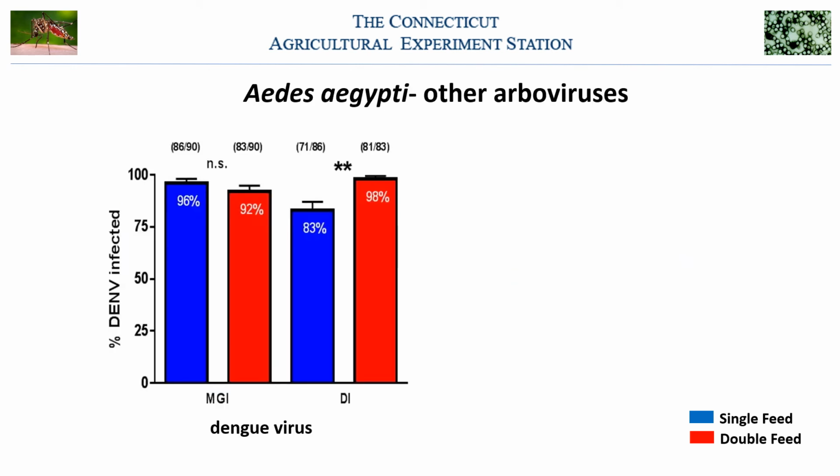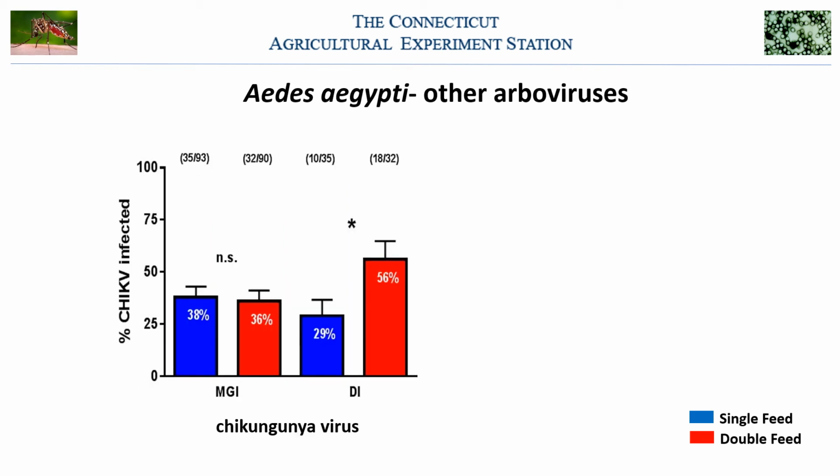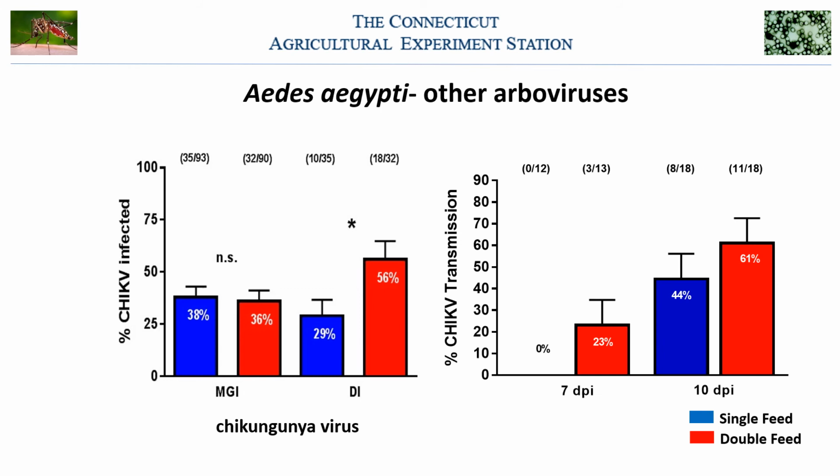We then went on to see if this is unique to Zika virus and Aedes aegypti, or if it was consistent among other viruses. So we looked at dengue virus, another flavivirus transmitted by Aedes aegypti, and again we see increased rates of dissemination. We also tested chikungunya virus, which is an alphavirus. We wanted to see whether this phenomenon is unique to flaviviruses, or if we observe it in other arboviruses as well. Again, we see increased dissemination rates and increased transmission rates for chikungunya virus.